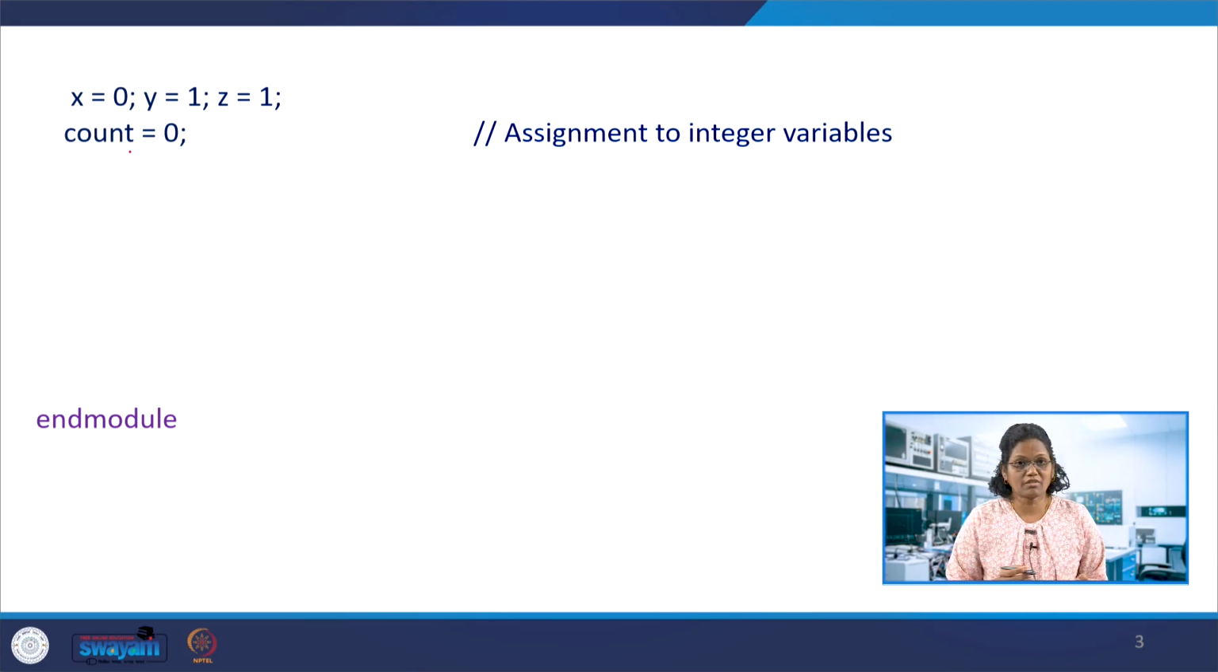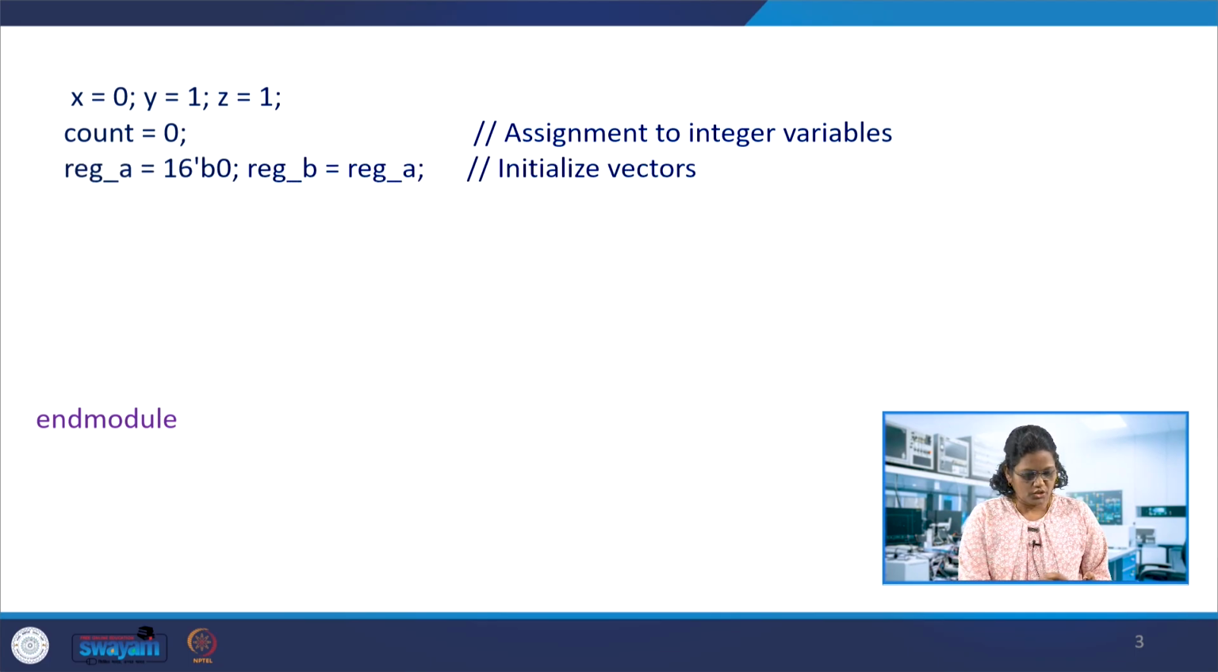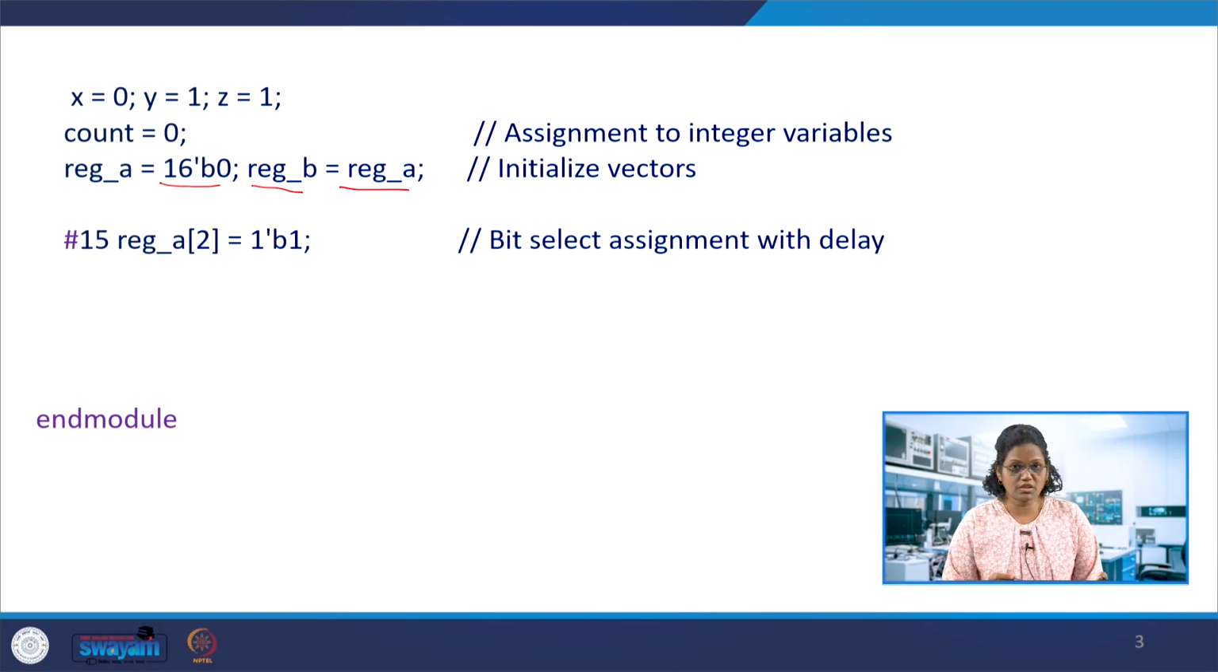So assignment can also be done for the integer variable. Count is given an integer declaration, so it will take 32 bits by default. Reg A is assigned 16-bit 0, that is binary, and then reg B is copied from reg A. So reg B equal to reg A, so reg A will be assigned to reg B. So initializing these vectors, we use x, y, z, count, reg A and reg B. Then let's see the hash 15 time units.